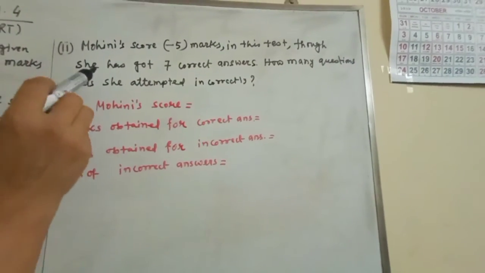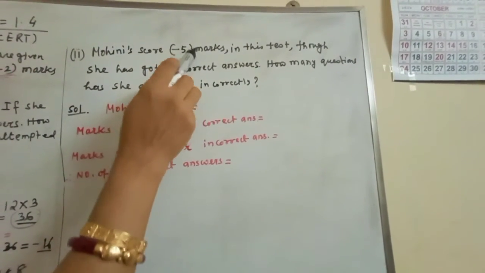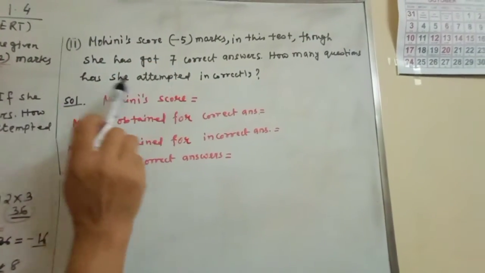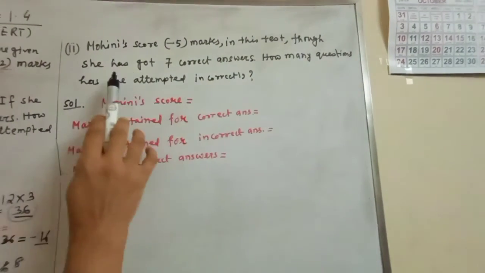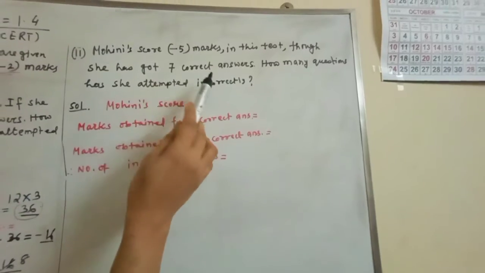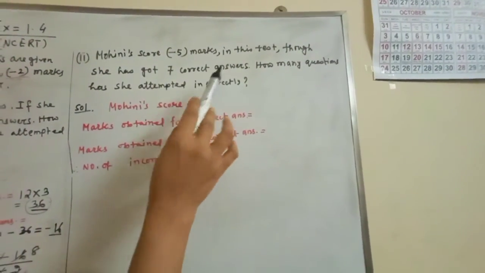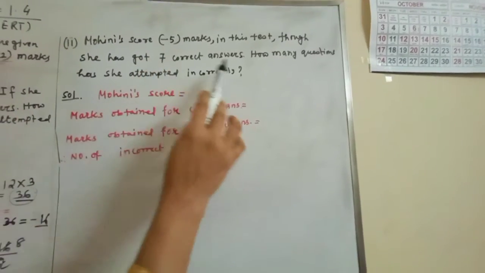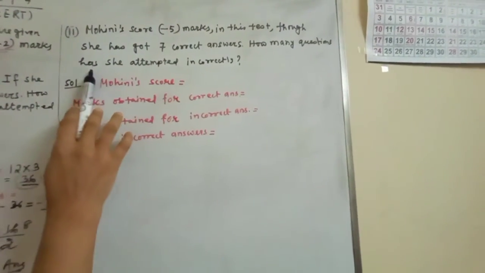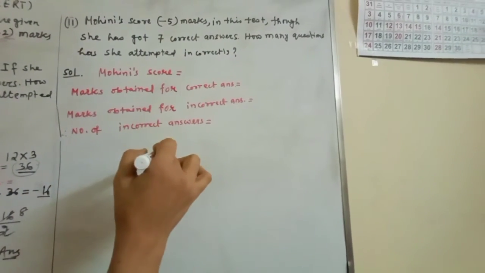Next question is Mohini scored minus 5 marks. Her total final marks is minus 5 in this test, though she has got 7 correct answers. That means for 7 correct answers, 7 into 3, 21 marks was achieved, but final marks was minus 5. How many questions has she attempted incorrectly?